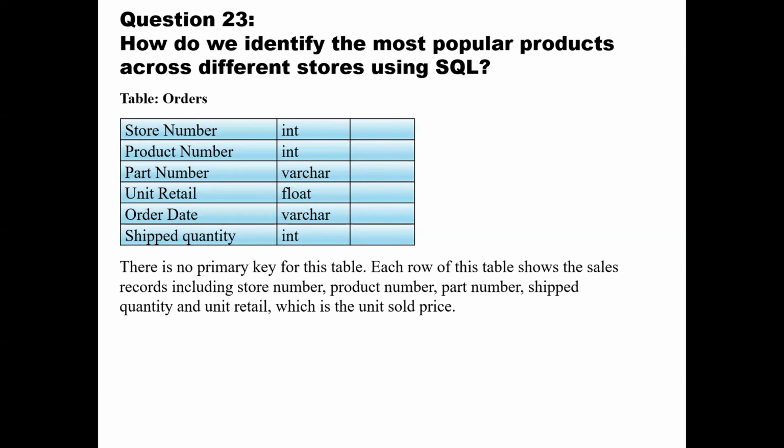Here's the table we're working with, the orders table. It includes store number, the store where the sale happened, product number and part number, identifiers for the product, shipped quantity, number of units sold, unit retail, the price per unit, order date, when the order occurred. There's no primary key, and each row is a single transaction.